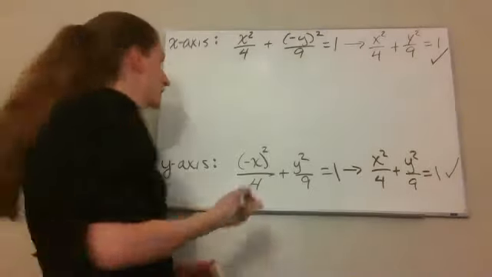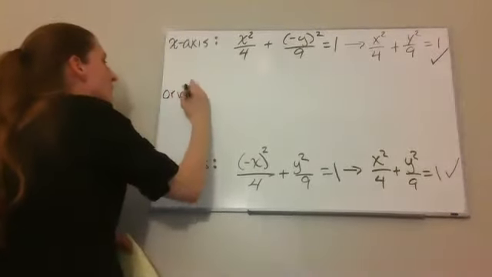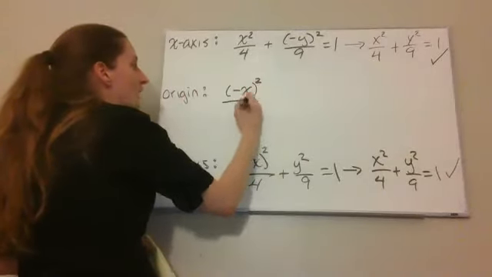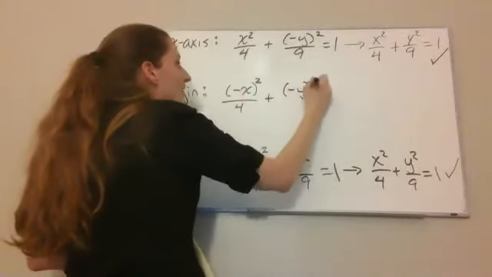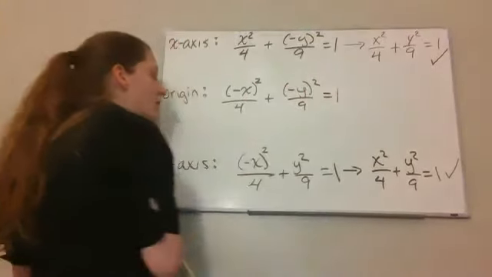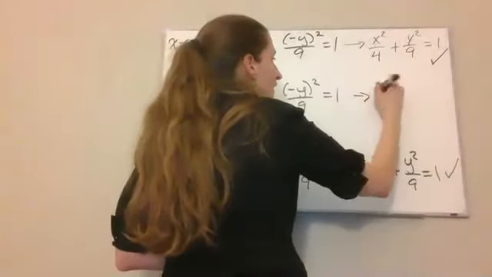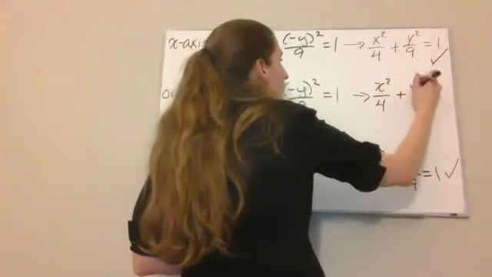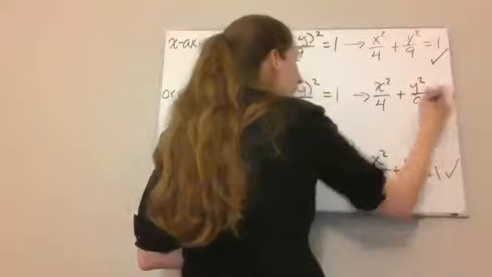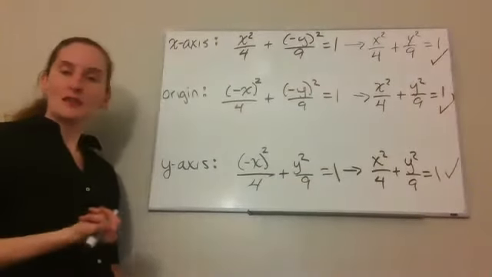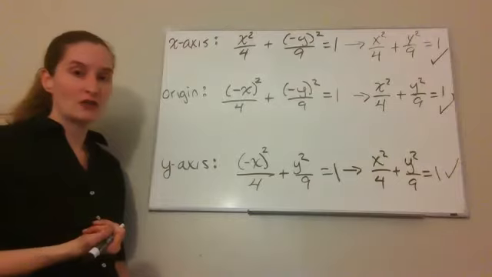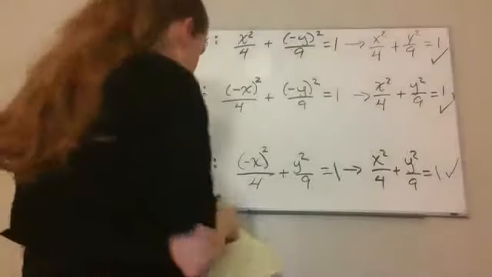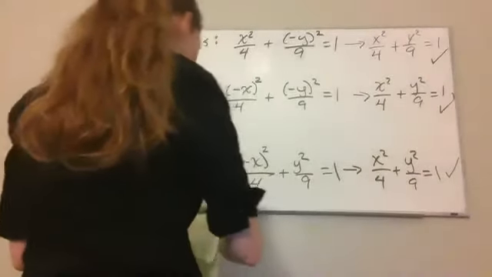Now all that's left is to check the origin. For the origin, you're supposed to change all of the x's to negative x and all of the y's to negative y. When I do this, using our same algebra as before, I get x squared over 4 plus y squared over 9 equals 1, my same exact equation again. So this particular equation has a graph which is symmetric to the y-axis, x-axis, and origin. This actually is the graph of an ellipse.